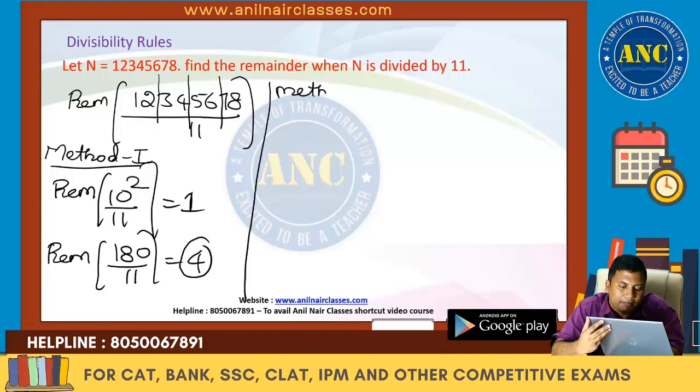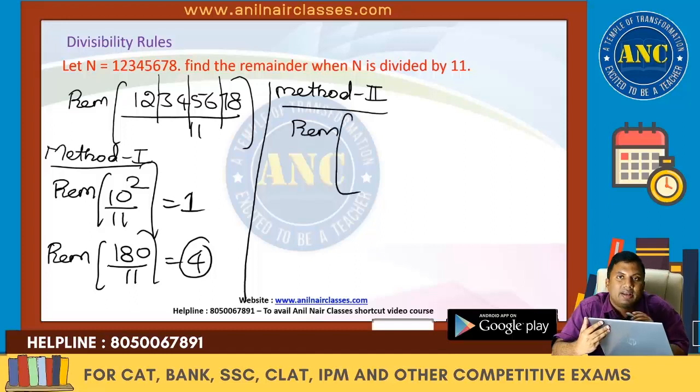Method 2. What is method 2? Take the odd place values, add them. Take the even place values, add them and subtract them. Odd values, 8 plus 6, 14. 14 plus 4, 18. 18 plus 2, 20.